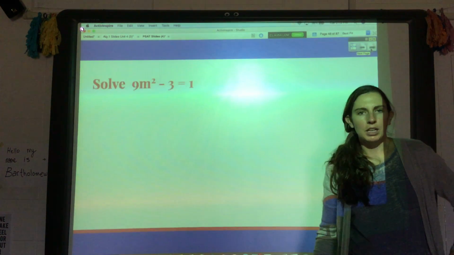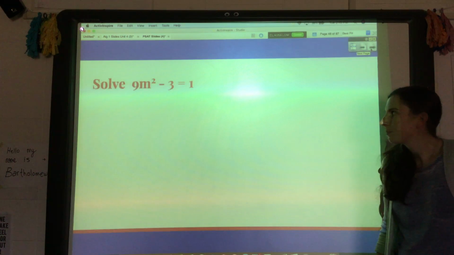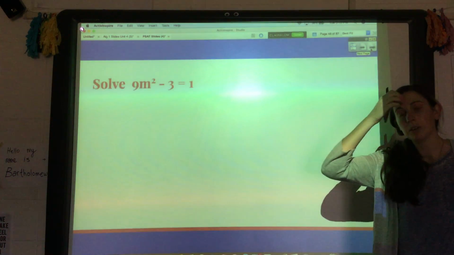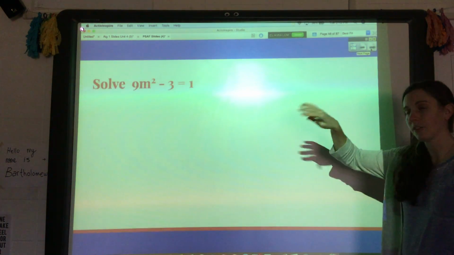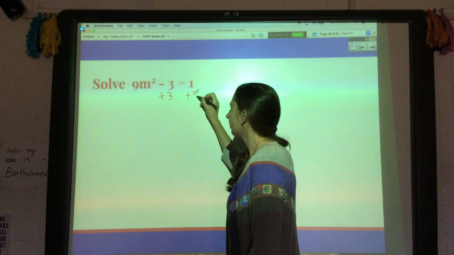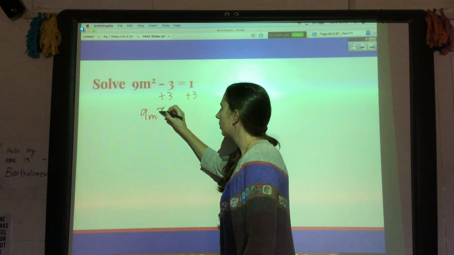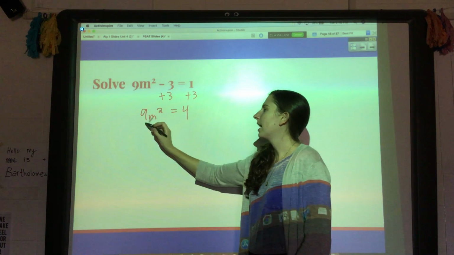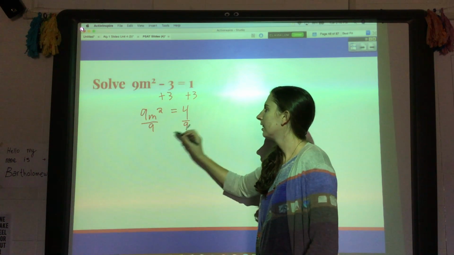So for example, if I wanted to solve this quadratic, this one is one where you can use the square root method. Just get m by itself. Just get everything away from the m till you've got it. So add 3. So 9m squared equals 4. And then I got to get rid of the 9, so divide by 9.